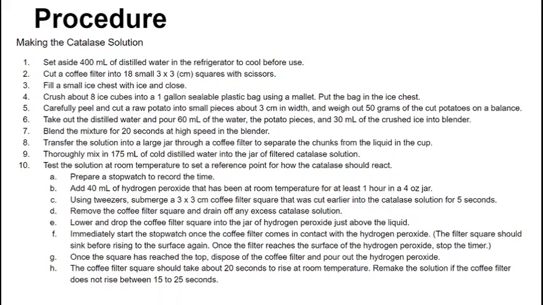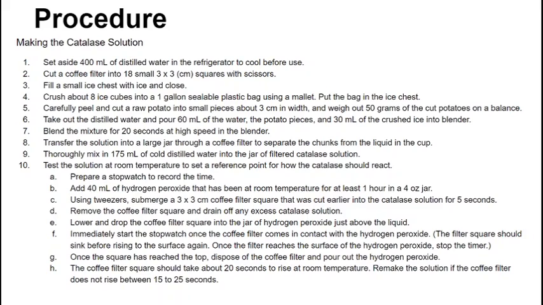With that set aside, peel raw potatoes into small pieces weighing out 50 grams for use. Bring back the distilled water and crushed ice in the bag and pour 60 milliliters of water, the potato pieces and 30 milliliters of crushed ice into a blender and mix for 20 seconds on high speed. Afterwards, transfer the solution into a large jar, stirring it through a coffee filter. Add an additional 150 milliliters of chilled distilled water into the large jar and thoroughly mix.